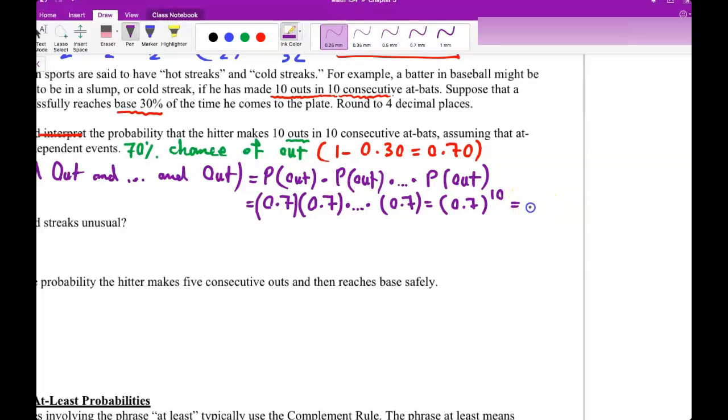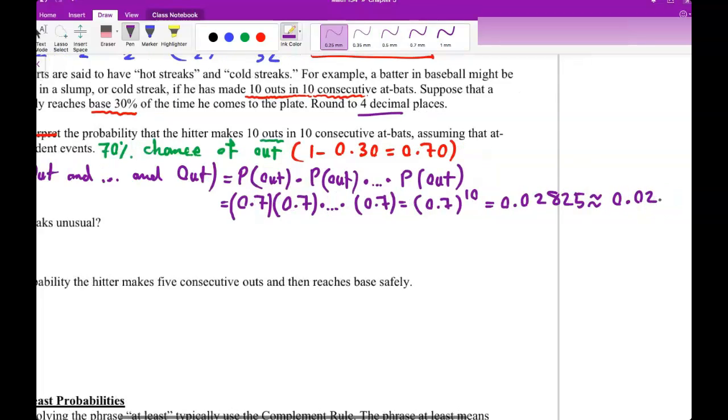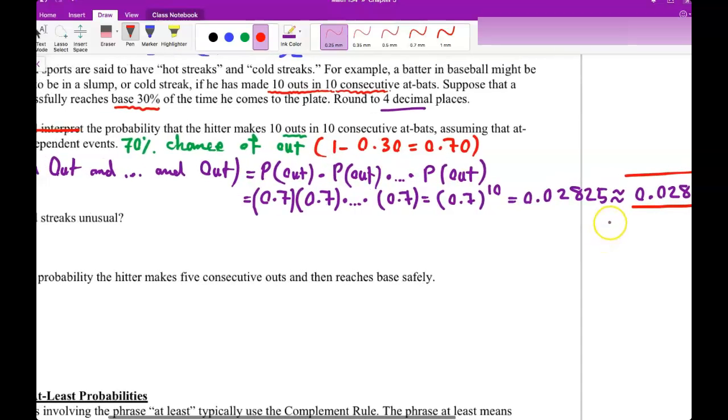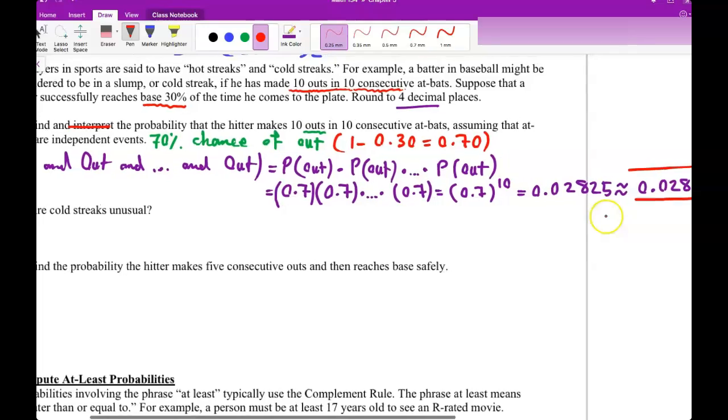So that is equal to 0.02825. And it's asking to round to 4 decimal places, so this is 0.0283. Okay, so that is the final answer for part A.